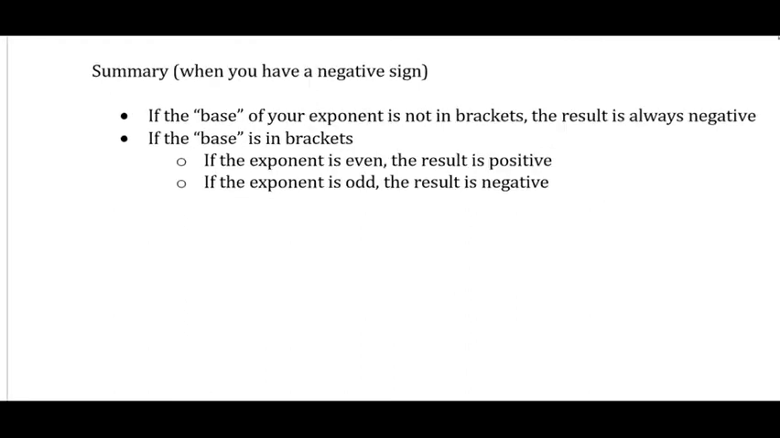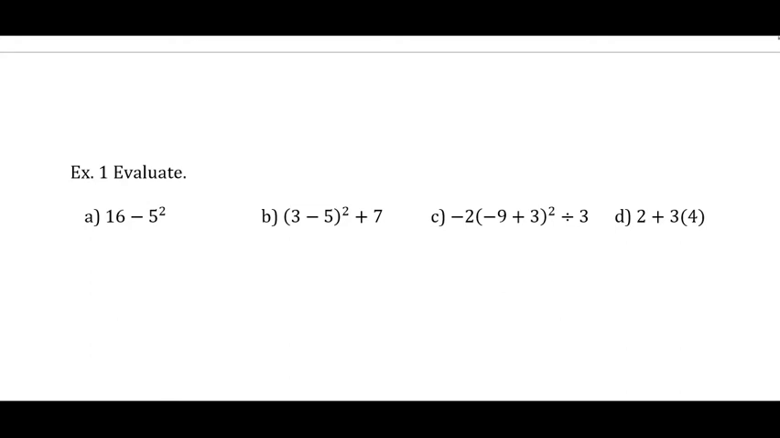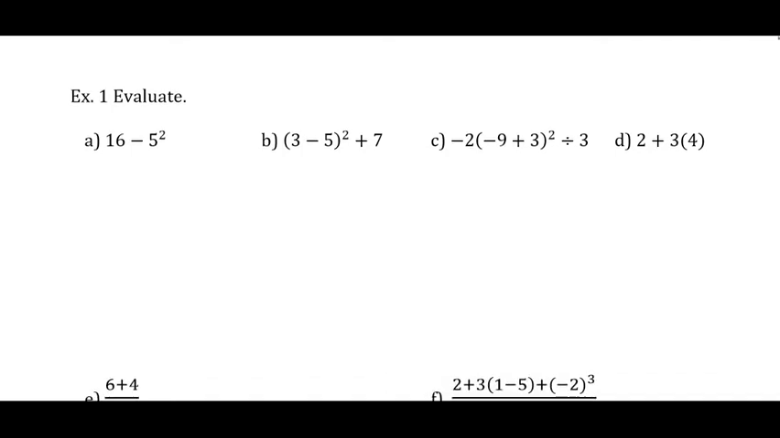Okay, so I don't want you to write this down, but it just talks about how if the base is not in brackets, we get a negative. If the base is in brackets, well, do you have an even exponent or an odd exponent? You have to think about that, okay? But it doesn't come up a ton, not right now at least. 3, 5, 7, something like that, then it would be negative. Yeah. Okay, let's try a couple of these. So here's where I want you to write this down.